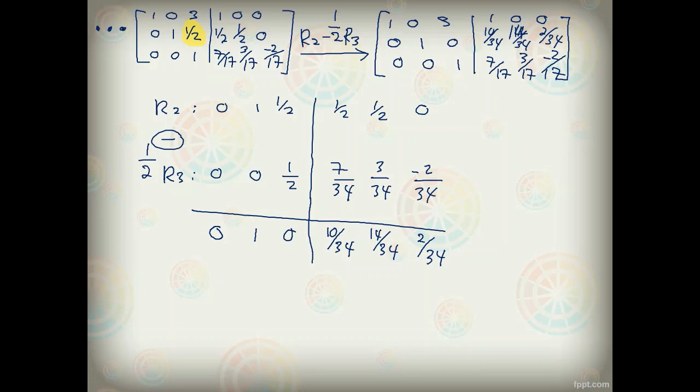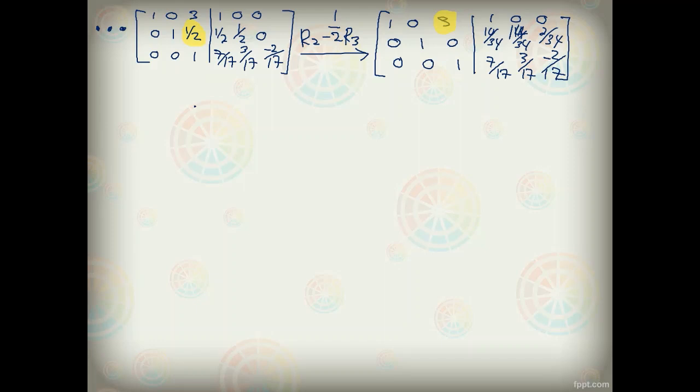Okay, so now our aim, almost done. We have one more left, which is 3. We need to reduce 3 here to 0. So now we want to change R1. To help us to reduce R1, we use R3. So minus 3R3.